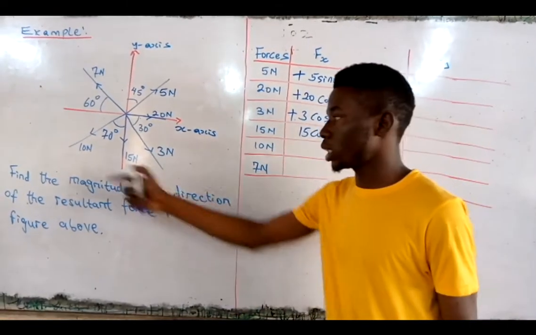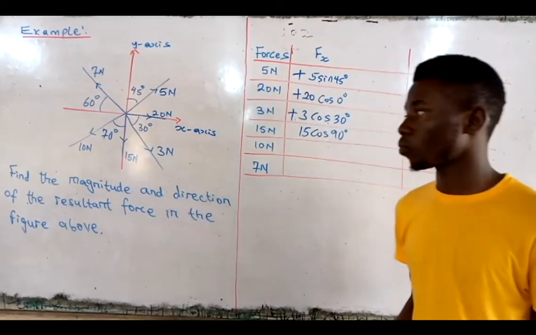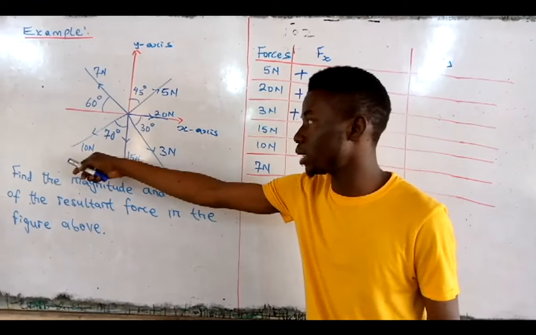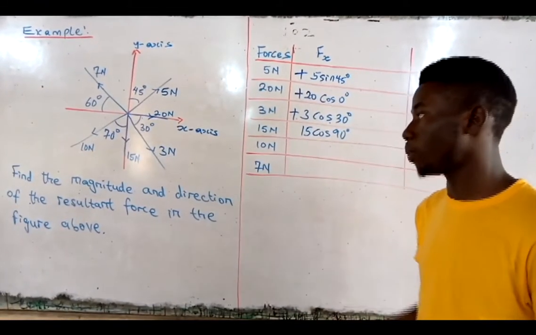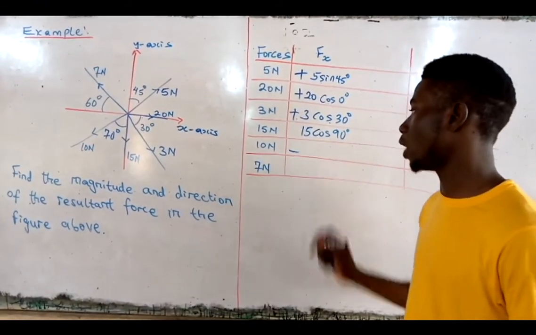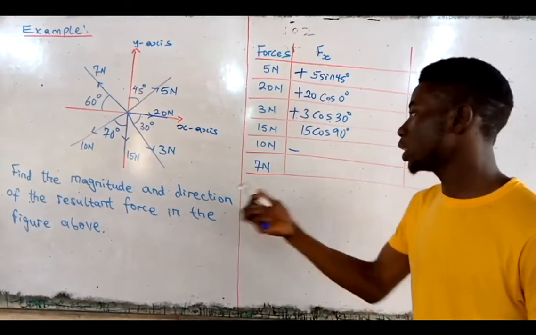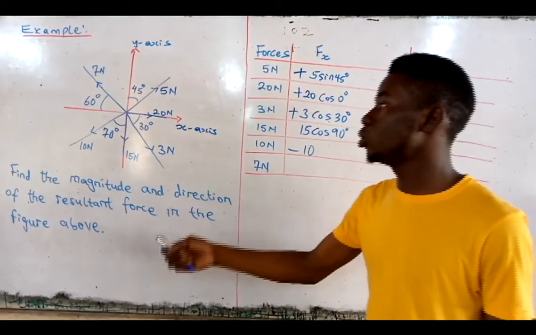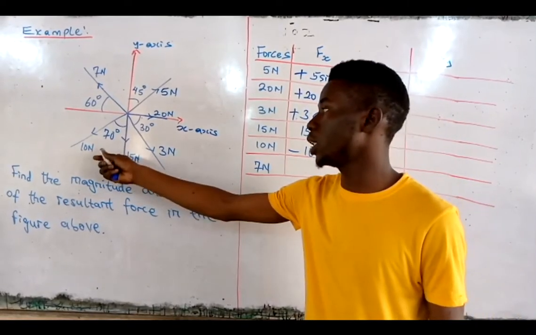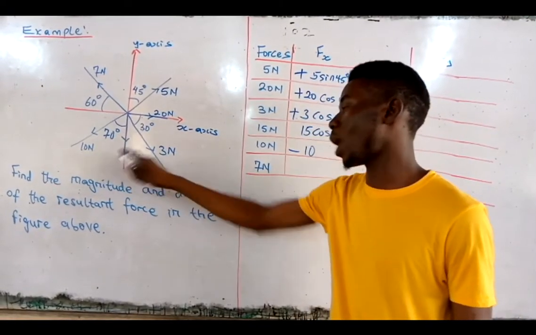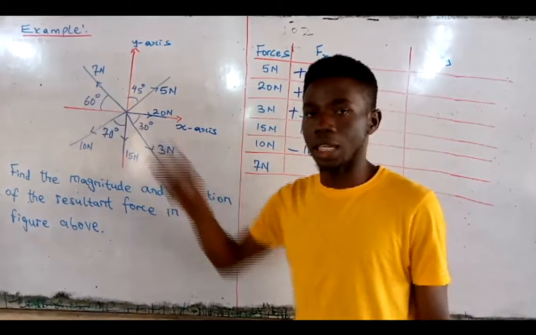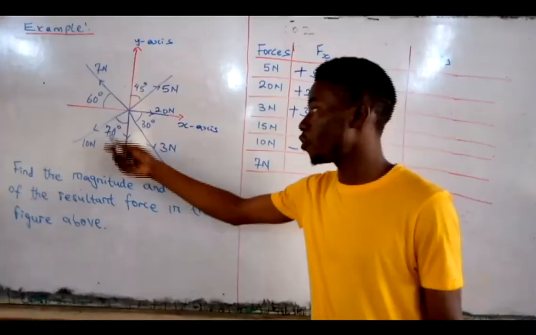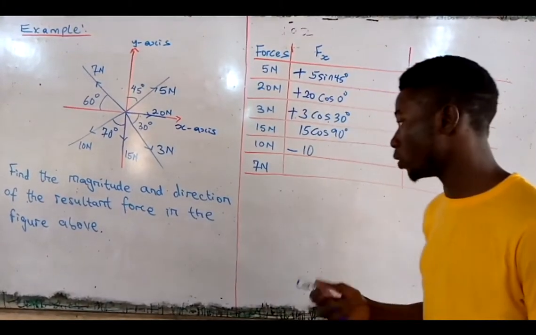The next force is the force 10 Newton. 10 Newton is on the left hand side with respect to the x-axis, which implies that it will have a negative value. Then the magnitude is 10, and the angle 70 degrees is made with the y-axis and not the x-axis. This implies that we are going to make use of sine of 70 degrees.